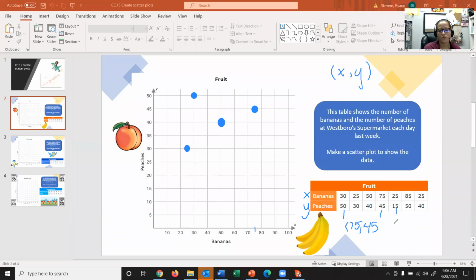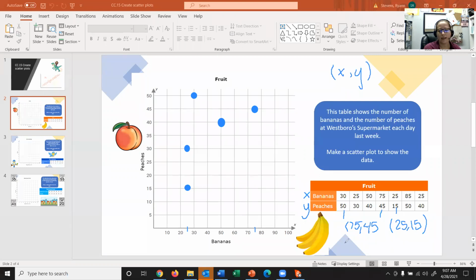And then our next ordered pair is 25, 15. So we're going to do the same thing. We're going to go right between 20 and 30 on the X, and then we're going to go up to 15 from there. Place our point here.